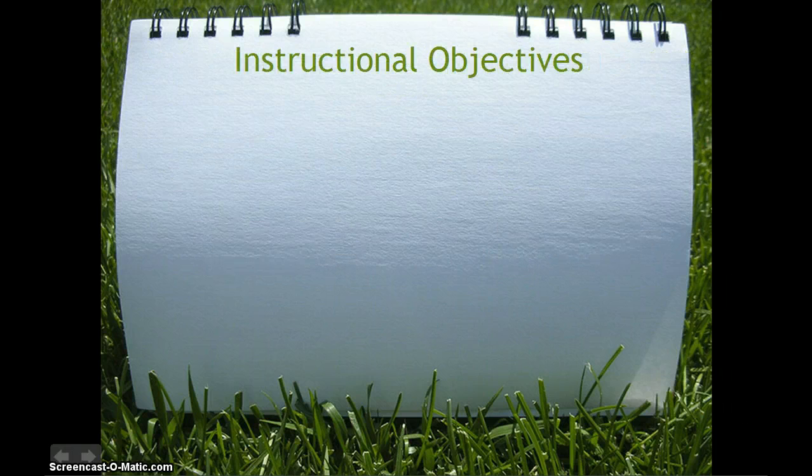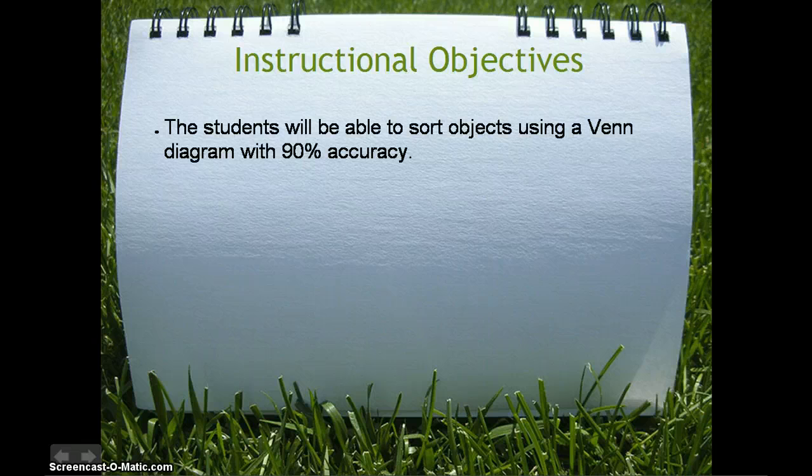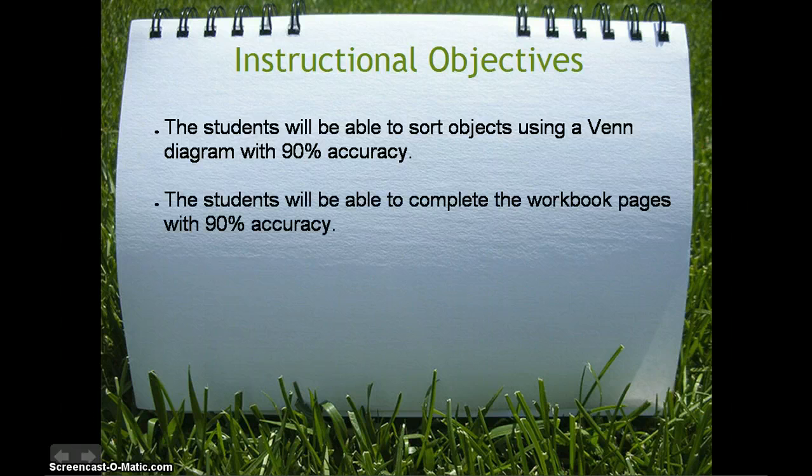My instructional objectives for this lesson will be that the students will be able to sort objects using a Venn diagram with 90% accuracy, and also that they will be able to complete the workbook pages with 90% accuracy.